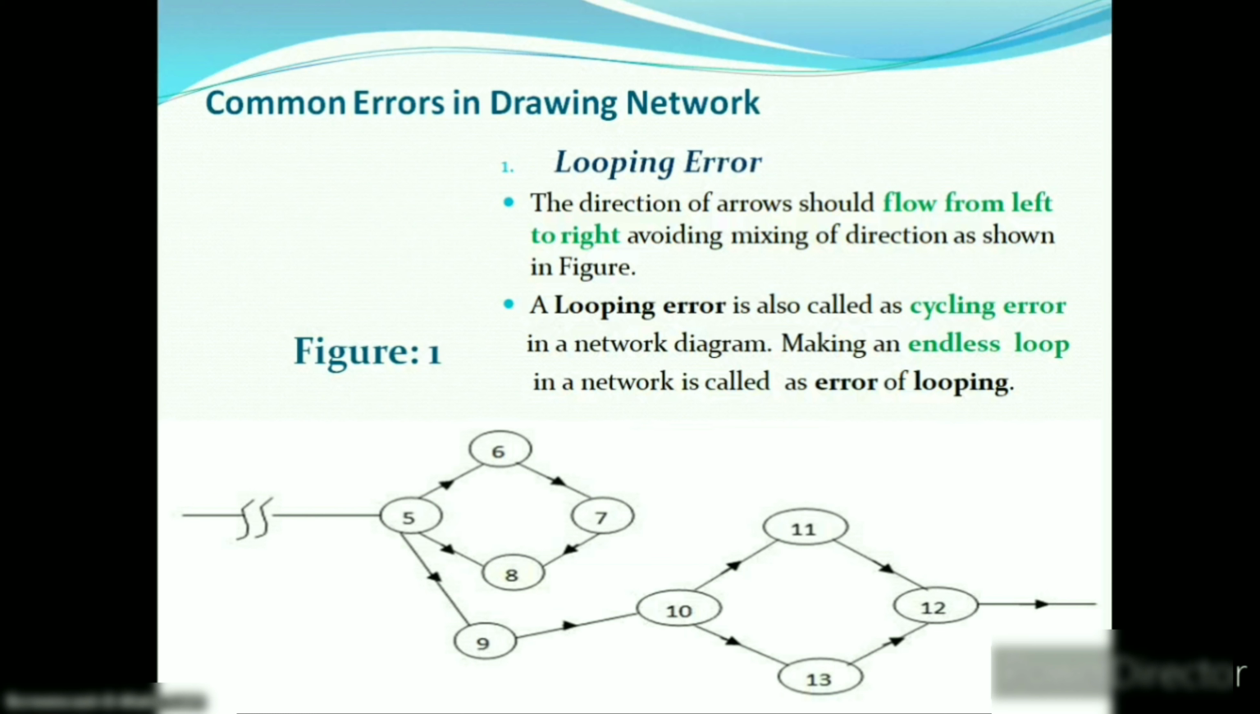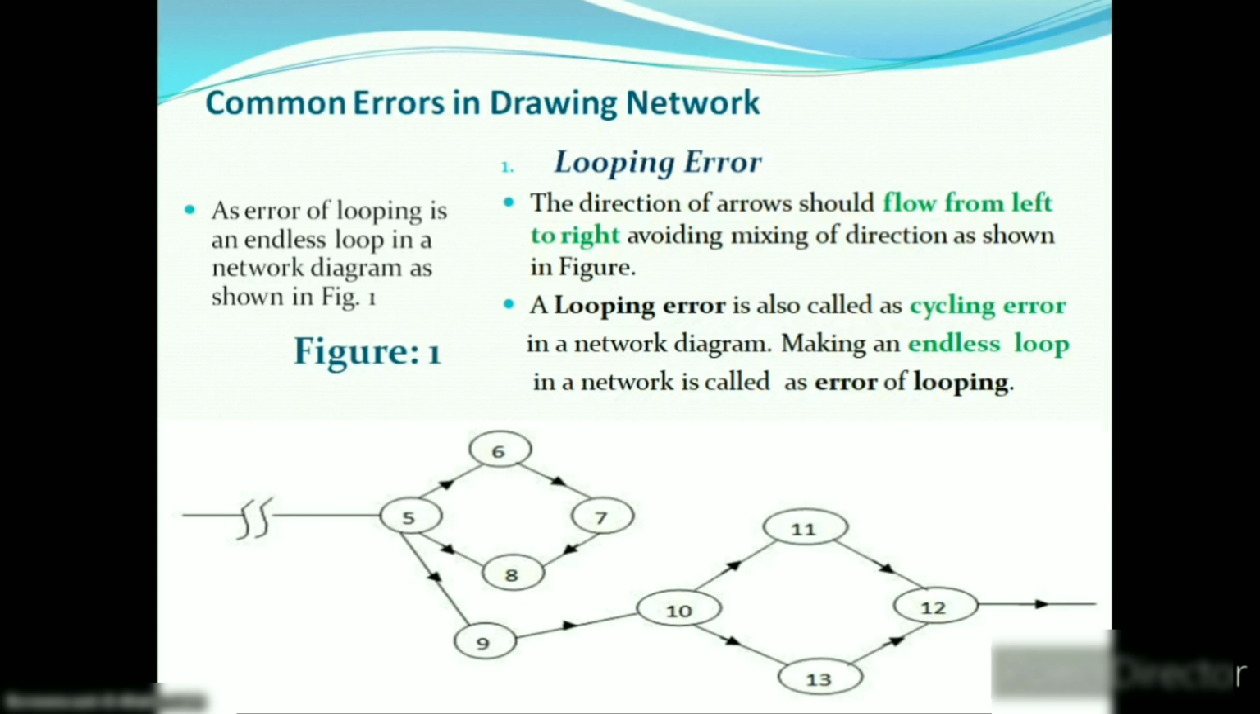For the correct network, the direction of arrows should flow from left to right. But here activity 7 to 8 flows in the opposite direction, which represents an endless loop. So do not make such a mistake while drawing a network.